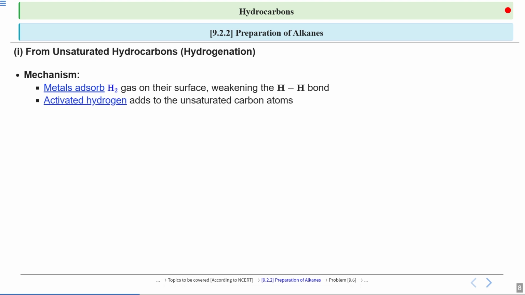To help visualize this process, here is an image illustrating the hydrogenation mechanism. Notice how the hydrogen atoms are added to the carbon atoms, converting the unsaturated hydrocarbon into an alkane. So this is your image. Let us talk about the reaction conditions.